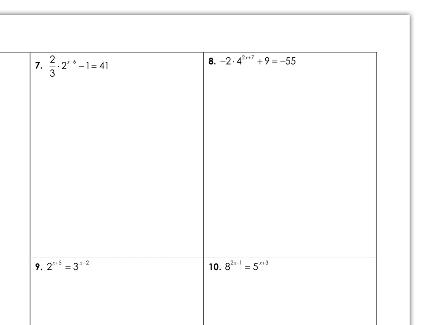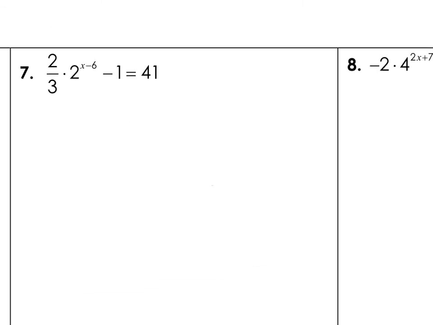Okay, so on this one, number 7, let's see, we have to isolate the term that has that exponent. So we're going to add the 1 first. So that would give us 2/3 times this 2 with the exponent. Over here, if I add 1, that's 42. Okay, so get rid of the exponent. We're going to multiply by the reciprocal.